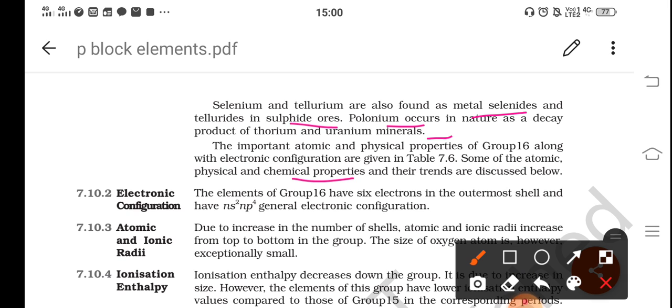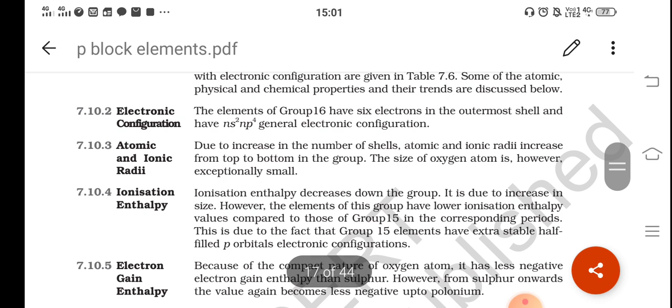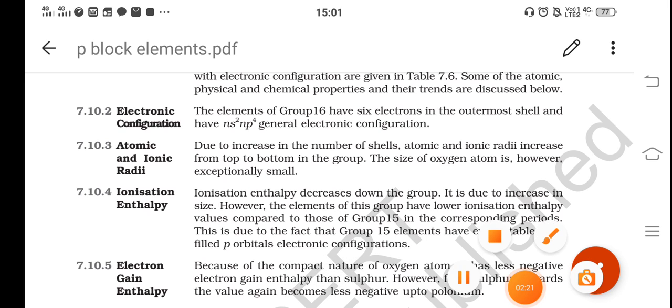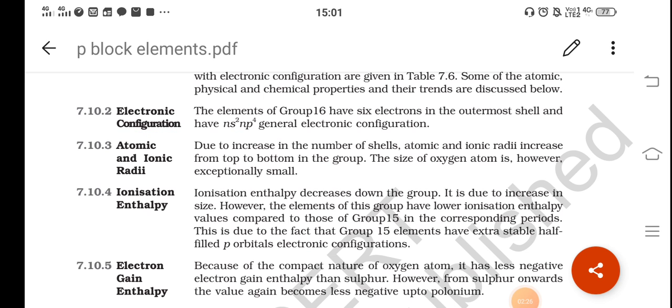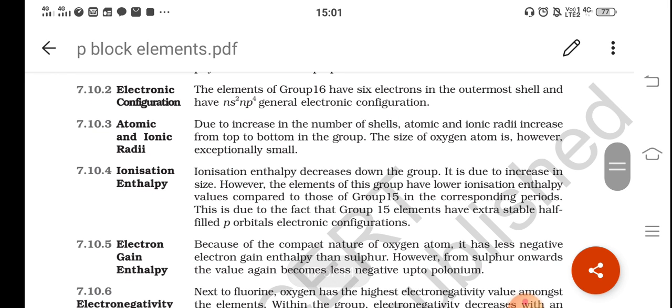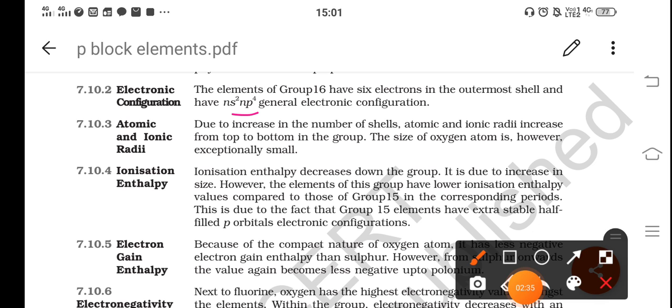Now let us come to the physical and chemical properties of group 16 elements. The very first thing we are going to discuss is electronic configuration, and the general electronic configuration of group 16 is ns2 np4. That means in the s and p subshells they have a total of 6 electrons: 2 in s and 4 in the outermost subshell p. So in total they have 6 electrons in the outermost valence shell.